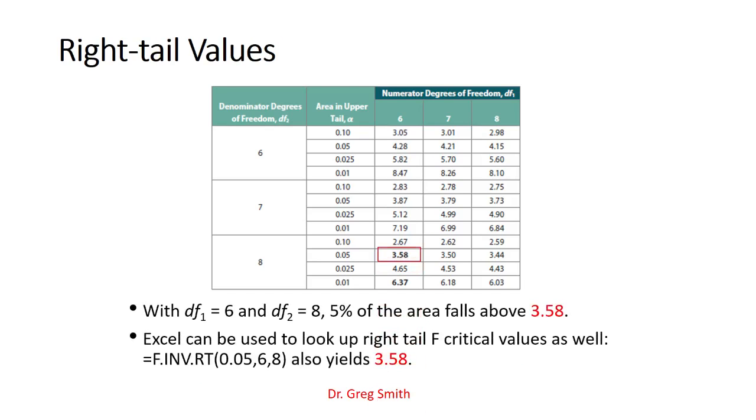Normally we'd use a table, but the precision of Excel has vastly improved how we calculate these values. For example, I have a degrees of freedom 1 of 6 and a degrees of freedom 2 of 8. That means the first sample size was 7, the second was 9. At 5%, we need to figure out what the F statistic would look like. We put in the 5%, knowing we're going to look in the right tail, with 6 and 8 as my two degrees of freedom, and I get an F statistic of 3.58.